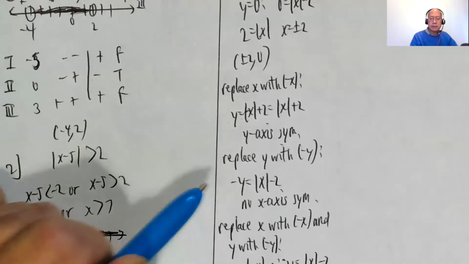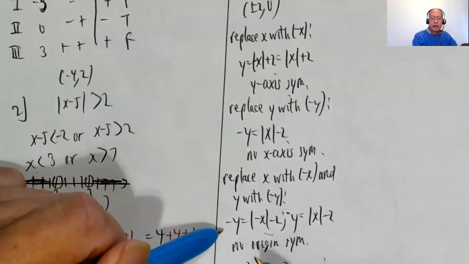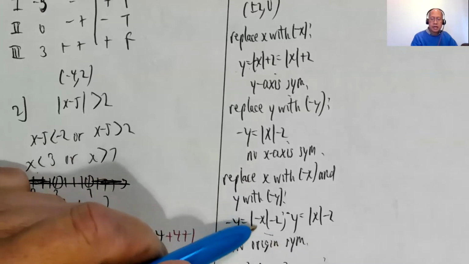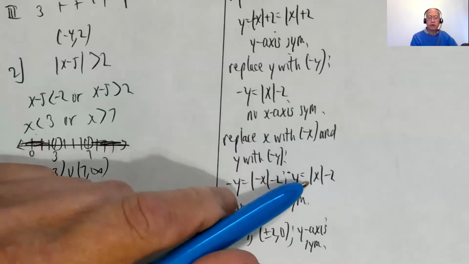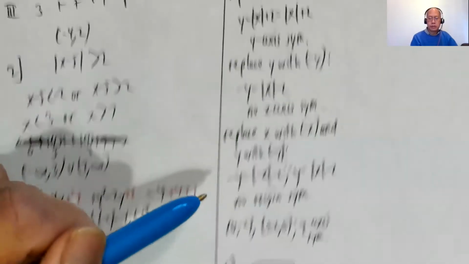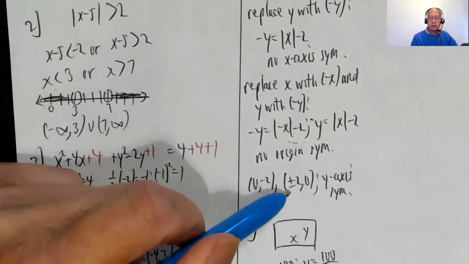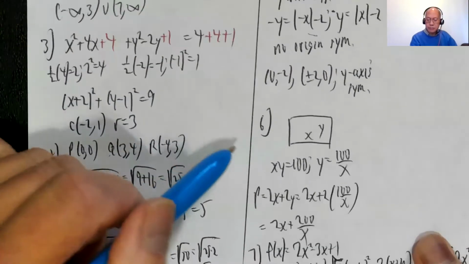So no x-axis symmetry. If I replace x with -x and y with -y, it looks like -y equals absolute value of -x minus 2. Again, that's the same as x. So I have -y equals absolute value of x minus 2. That's not equivalent to the original. So no origin symmetry. So final answer, 0, -2, and plus or minus 2, 0 are my intercepts. And I have only y-axis symmetry.